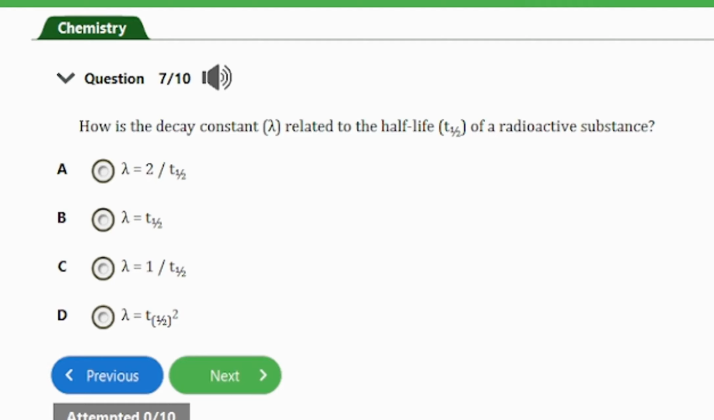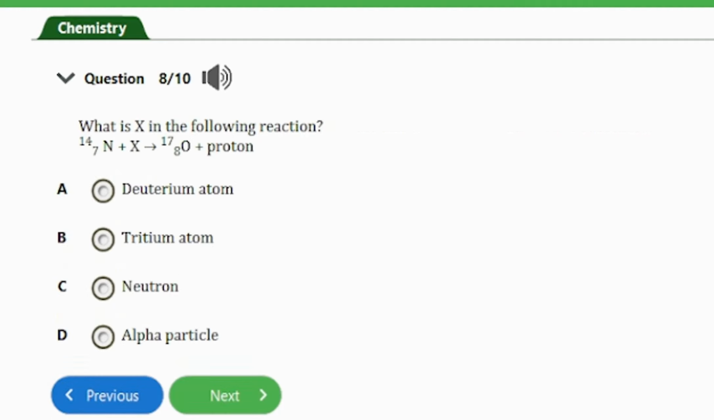So guys, the answer to this question will be option C here. Actually, the relationship between the decay constant, which is lambda, and the half-life of a radioactive substance is an inverse proportionality. So the decay constant is actually inversely proportional to the half-life of a radioactive substance. So in this case, option C is the correct answer to this question. That's lambda is equal to 1 over T half. So that's it for that question. Let's consider the next question.